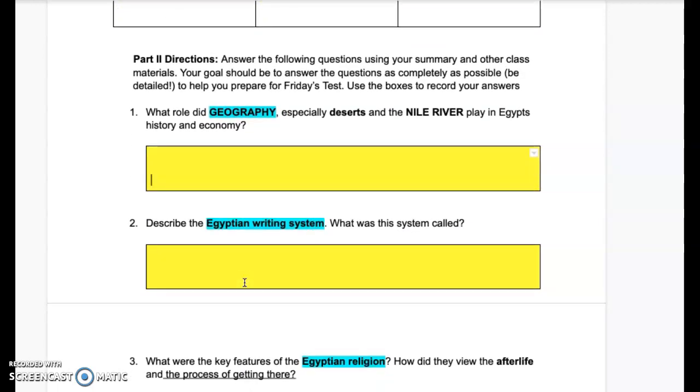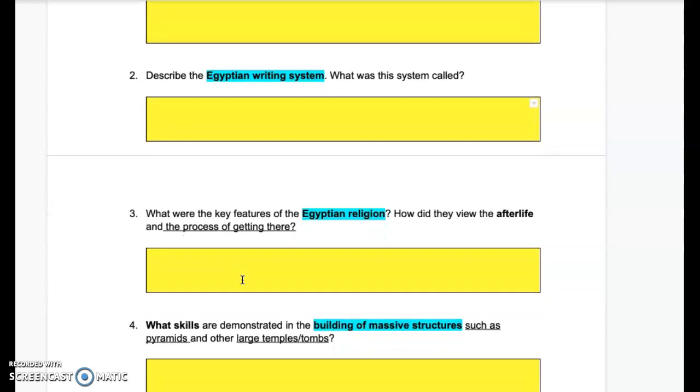Number 2. Describe the Egyptian writing system. What was this system called? And type your answer in the yellow text box here. Number 3. What were the key features of the Egyptian religion? How did they view the afterlife and the process of getting there? And type your response in the yellow text box.